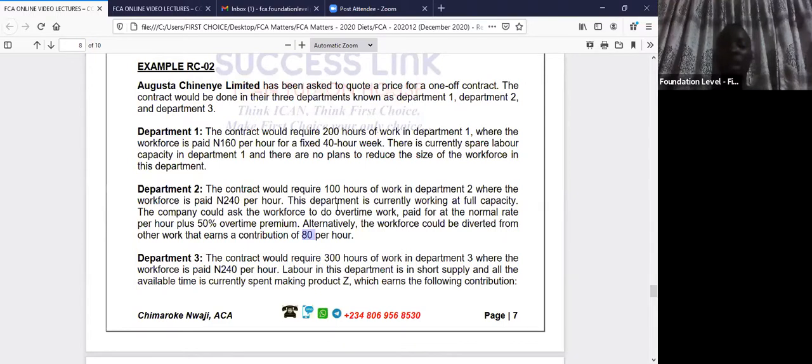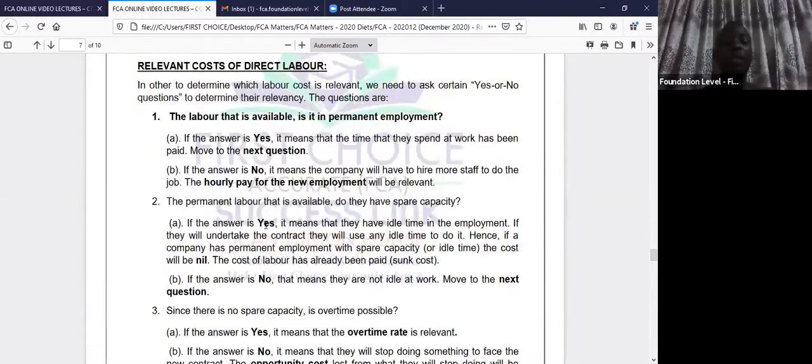So you're going to compare. The company could either spend 36,000 asking you to do overtime, or they could spend 32,000 diverting you to do the job and losing 80 naira contribution. Which one will be cheaper for the company? The company will rather want to do the 32,000. So 32,000 will become the relevant cost.